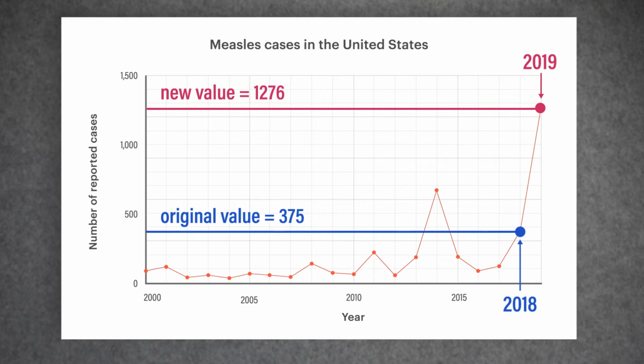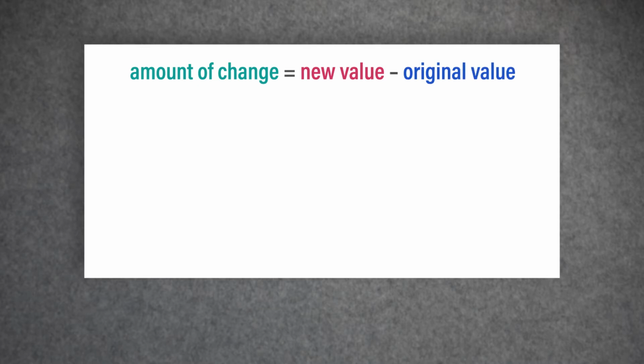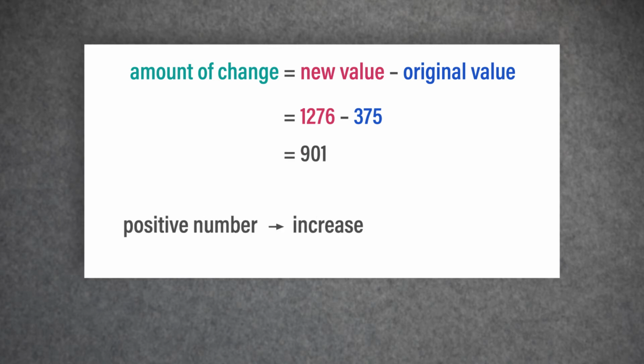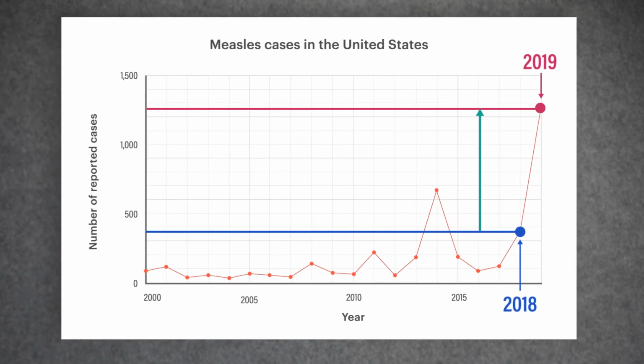To find the size of the change, we need to find the difference between these two values, which means subtracting one from the other. We write this as an equation. The amount of change is equal to the new value minus the original value. In this example, the amount of change is 1276 minus 375, which gives us 901. This is a positive number, so it represents an increase. A negative number would represent a decrease. So the number of cases increased by 901 in 2019 compared to 2018.